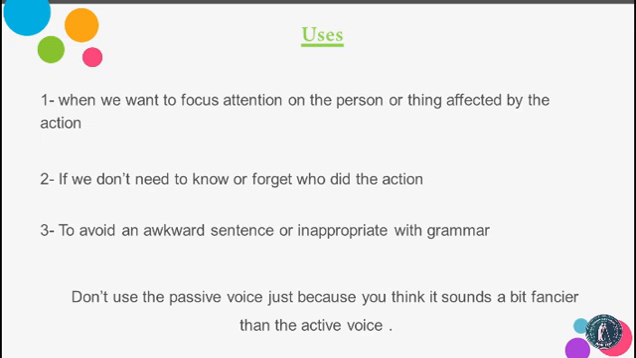And finally, to avoid an awkward sentence or one inappropriate with grammar. For example, when she arrived home, a policeman arrested her.